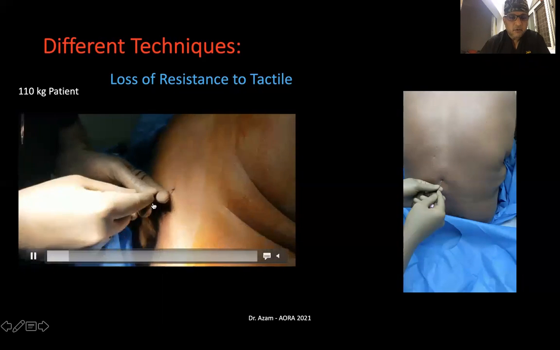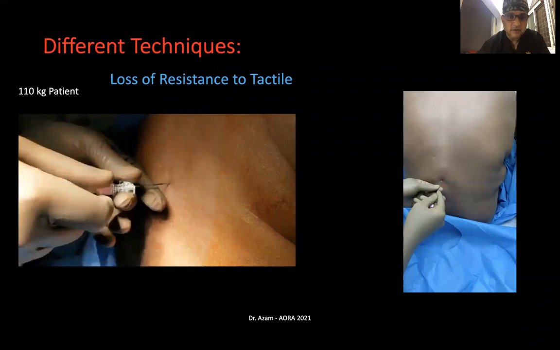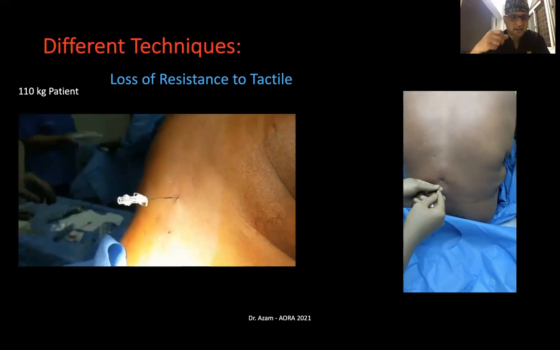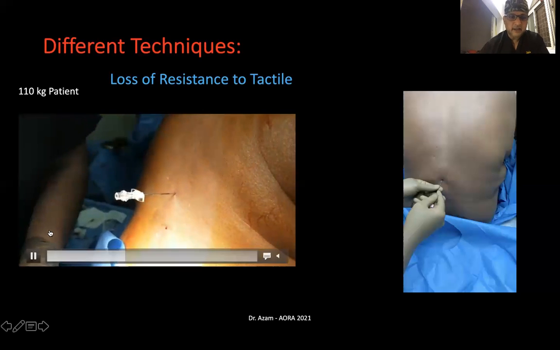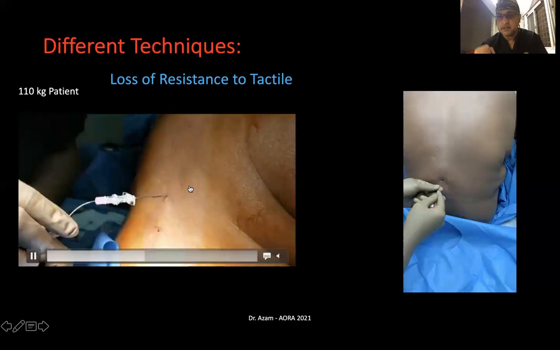Here, I'm going in the midline. I'm using a tactile to locate the epidural space. Right now, I'm in the epidural space. So what I've done is I'm not going to use either the saline or the air. I'm going to directly thread the catheter into the epidural space. So this is nothing but loss of resistance to tactile.